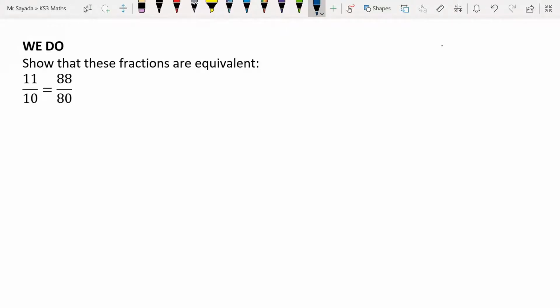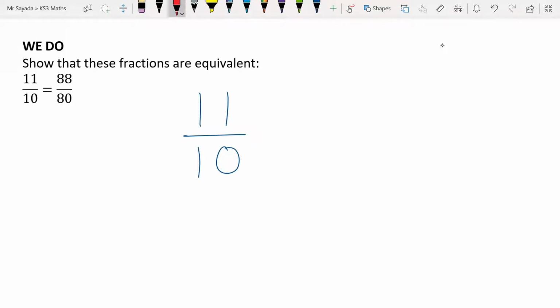So the way we need to do it is we need to start with 11/10. We need to work out what the numerator has been multiplied by. So what has 11 been multiplied by to get to 88? Say your answer to the video. It's been multiplied by 8. And what has the denominator 10 been multiplied by to get to 80? Say your answer to the video. 10 has also been multiplied by 8.